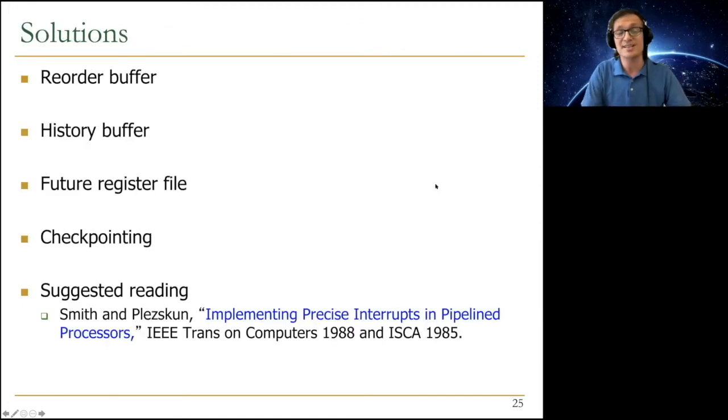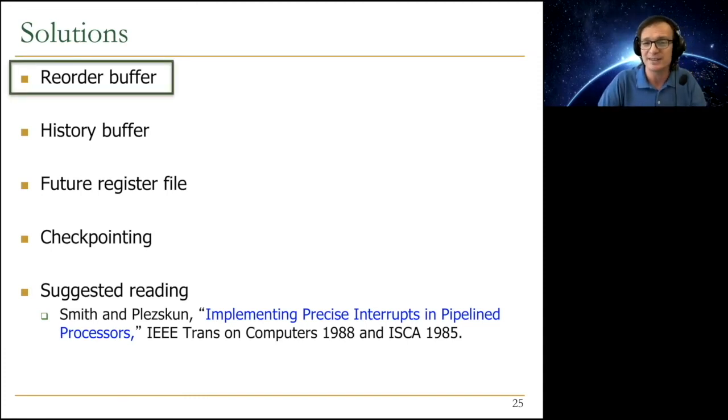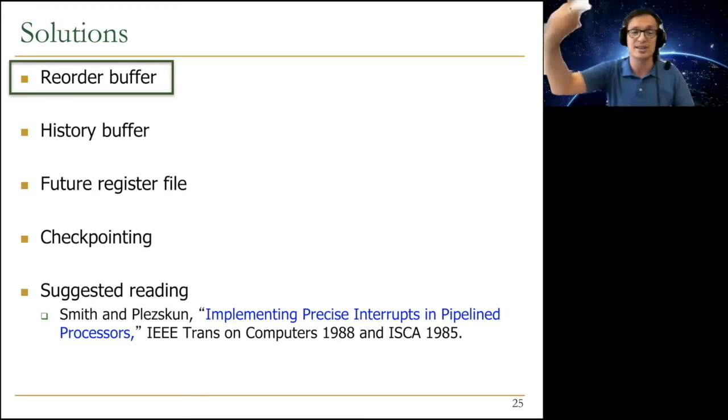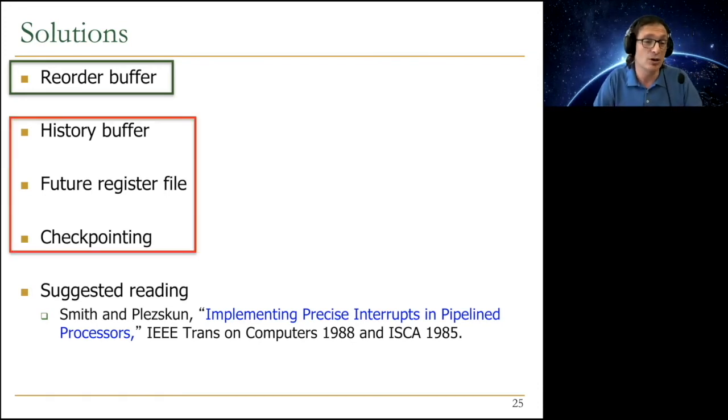So let's talk about some realistic solutions. People have proposed very interesting solutions to this problem. One is called the reorder buffer. And the basic idea is very simple. Before you write to the register file, reorder the instructions. Basically, enforce the sequential order as you write to the register file. That's the idea. And memory, of course. Right? And we're going to see how to do that. But there are also other approaches like history buffer, future register file, and checkpointing, which I'm not going to talk about.